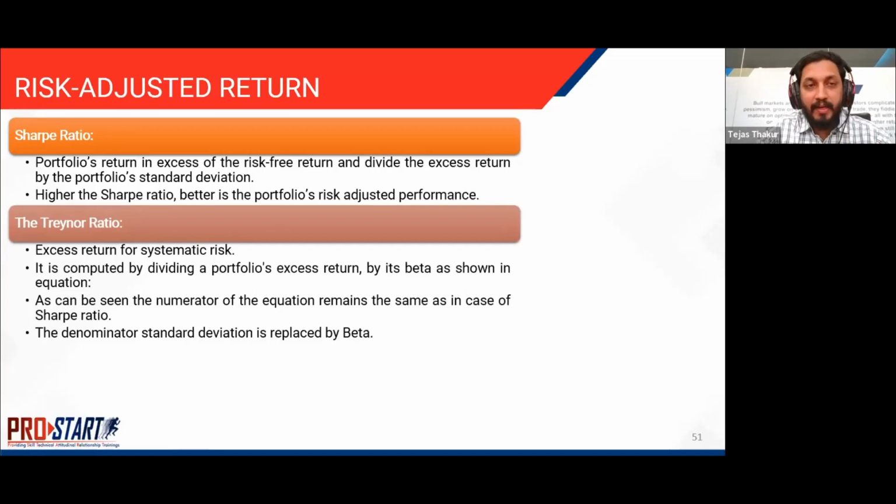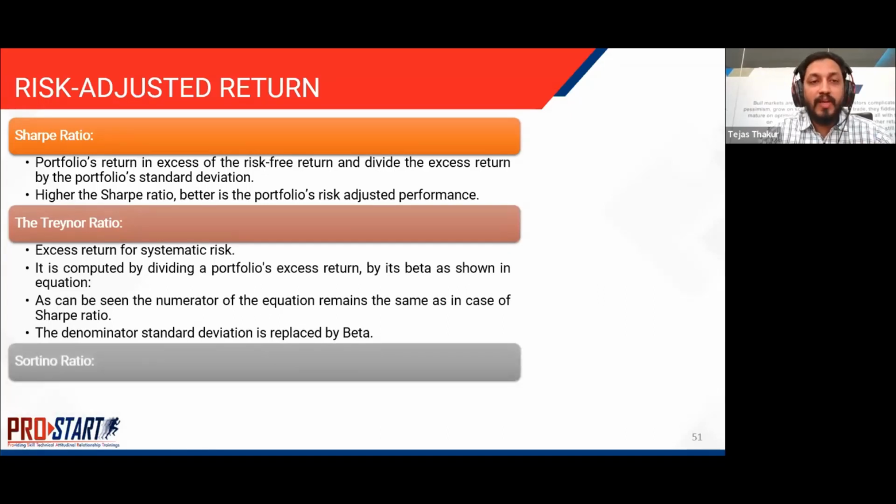A little different is the Treynor ratio, which also calculates the excess return, but the denominator in this case is not the standard deviation, it is the beta of the portfolio. So for every extra risk that you are taking in the market, what is the extra return that you are generating in the portfolio is what the Treynor ratio captures. As I said, the denominator is replaced with beta.